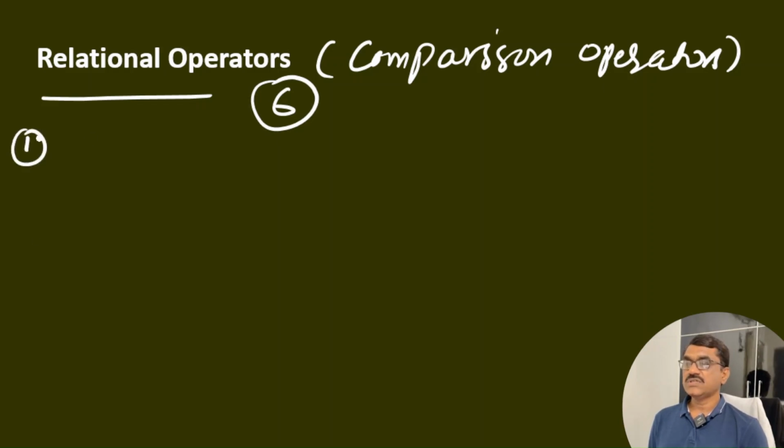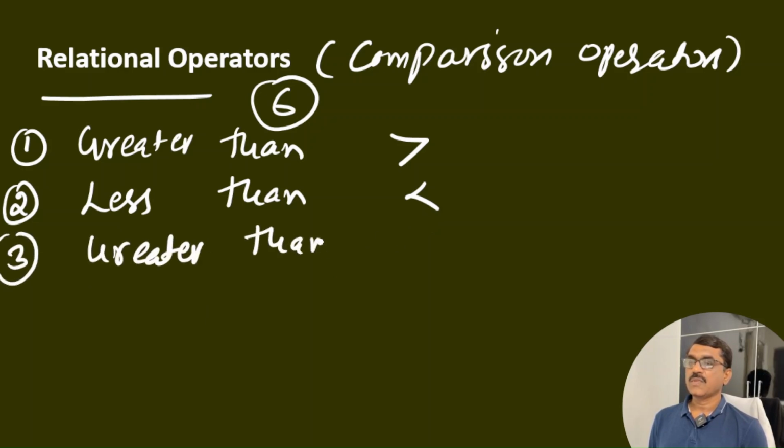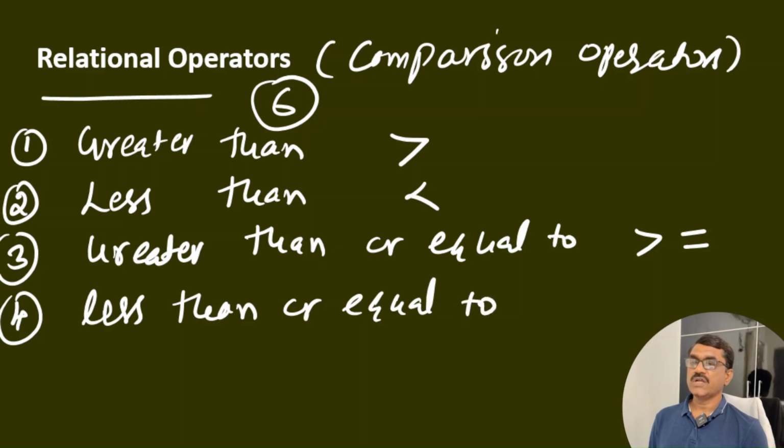The first one we are going to discuss is greater than. It is denoted by the greater than symbol. The second one is less than. It is denoted by this symbol. The third one is greater than or equal to. This is the symbol for this. And the fourth one is less than or equal to.